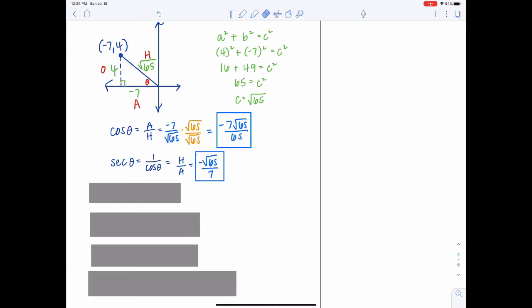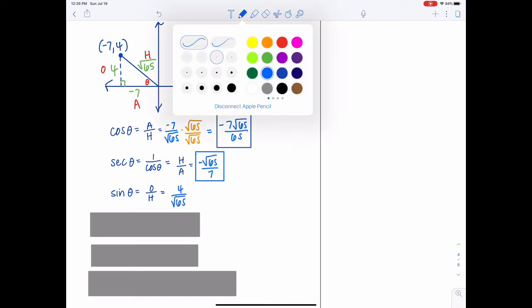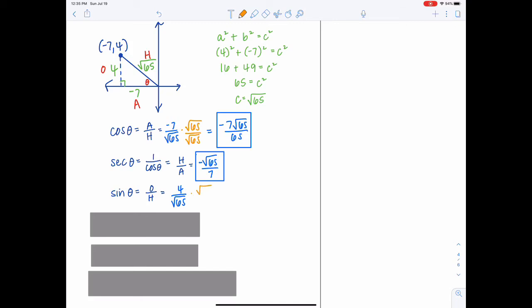Let's move on to sine. Sine is just opposite over hypotenuse. So that's opposite over hypotenuse. That would be 4 over the square root of 65. Again, we have to rationalize that. So we're going to multiply by rad 65 over rad 65. So we get our final answer of 4 times the square root of 65 over 65.